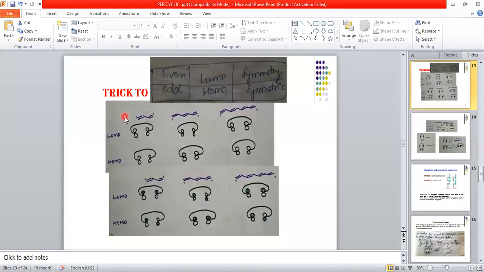I had told you regarding the trick to remember HOMO and LUMO, but there is one trick I forgot to tell you about. Even and odd: LUMO, HOMO, symmetry, asymmetry. It means even, odd. This one explains the number of pi bonds.